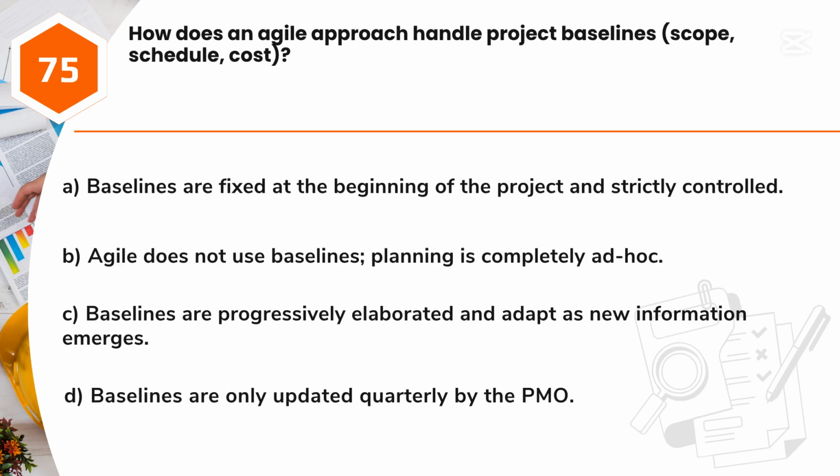Question 75. How does an Agile approach handle project baselines, scope, schedule, cost? A. Baselines are fixed at the beginning of the project and strictly controlled. B. Agile does not use baselines, planning is completely ad hoc. C. Baselines are progressively elaborated and adapt as new information emerges. D. Baselines are only updated quarterly by the PMO.